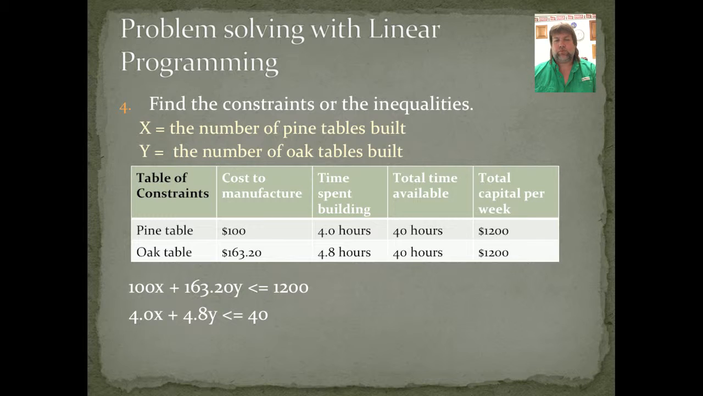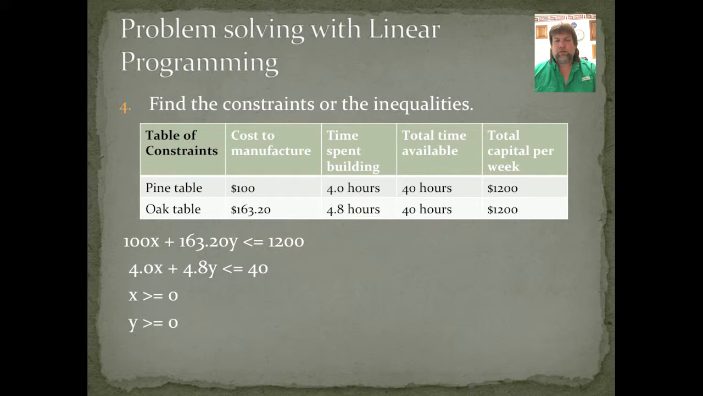Then the other inequality we have, the other constraint, is 4.0x plus 4.8y is less than or equal to 40, which represents we can make a pine table in 4 hours, and then we can make an oak table in 4.8 hours, and we only have 40 hours each week to do this. And then we also have the negative constraints. Obviously, we're not going to make a negative amount of money, so x will be greater than or equal to 0, and y will be greater than or equal to 0.